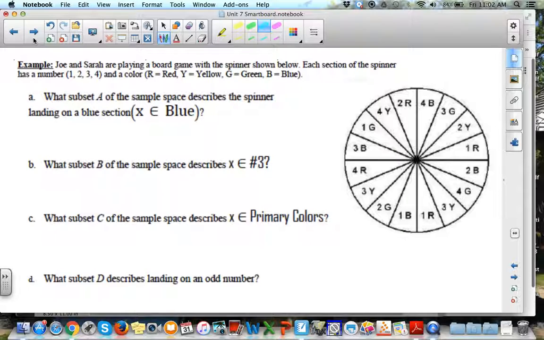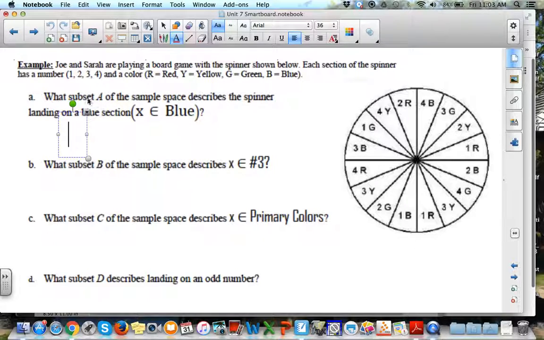Okay, now let's try some. We will go back over these tomorrow, but I want you to do your best to fill this in so that you know where your questions are and what you understand and what you don't. So we're going to be working off of this spinner over here. This is going to be our example for every single problem. Joe and Sarah are playing a board game with this spinner. Each section of the spinner has a number, 1 through 4, and a color: red, yellow, green, or blue. So I want to know, how can I describe A?